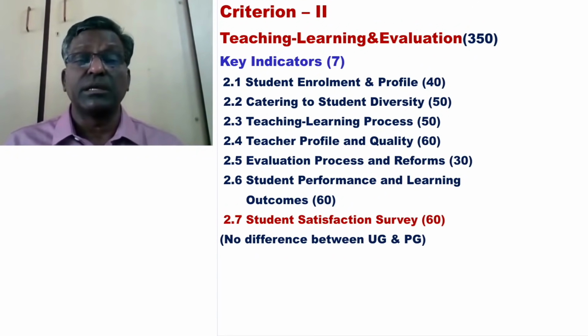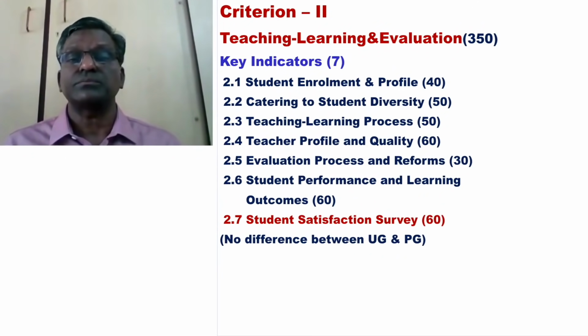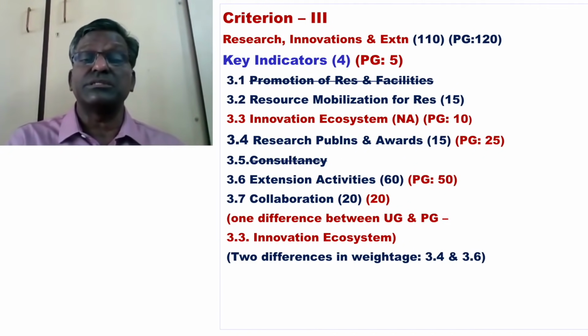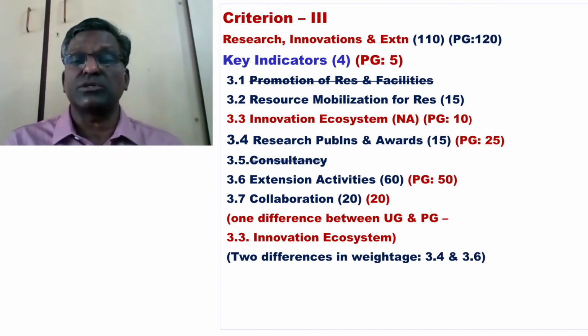So I repeat, for affiliated and constituent colleges, this is the most important criterion because it carries the maximum weightage. So therefore, affiliated and constituent colleges should pay attention to the 7 key indicators that constitute criterion 2. Now, criterion 3, in the case of affiliated and constituent colleges, it is only 110, whereas in the case of universities, it is more than double, and the reason is obvious.